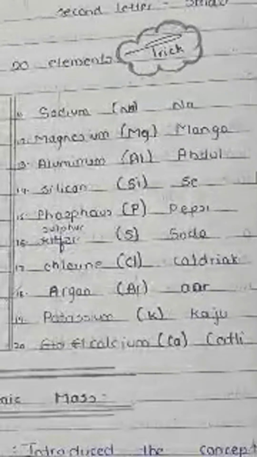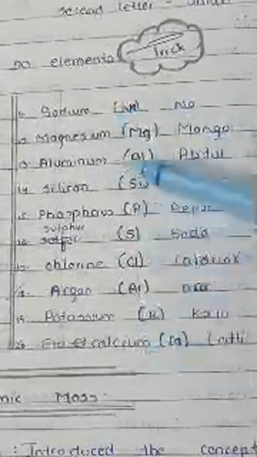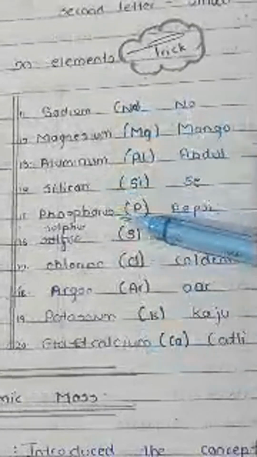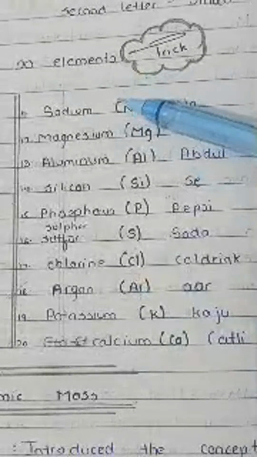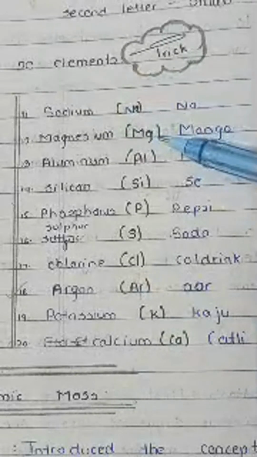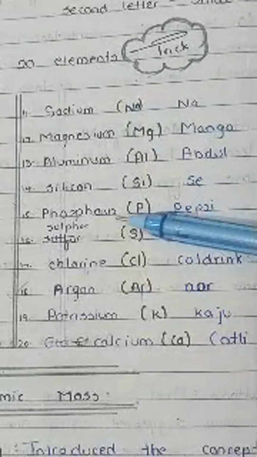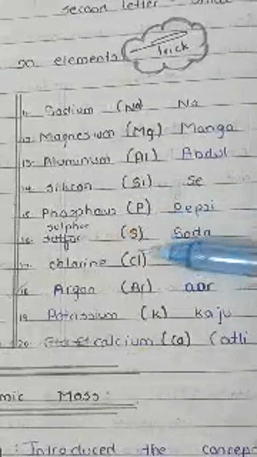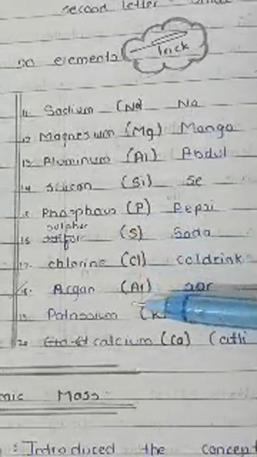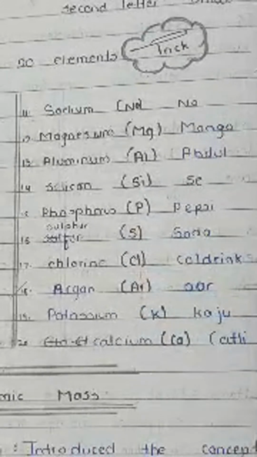So next we will see the next 10, elements 11 to 20. They are sodium, magnesium, aluminium, silicon, phosphorus, sulfur, chlorine, argon, potassium, calcium. Their symbols are sodium Na, magnesium Mg, aluminium Al, silicon Si, phosphorus P, sulfur S, chlorine Cl, argon Ar, potassium K, calcium Ca. Did you know TMKOC?